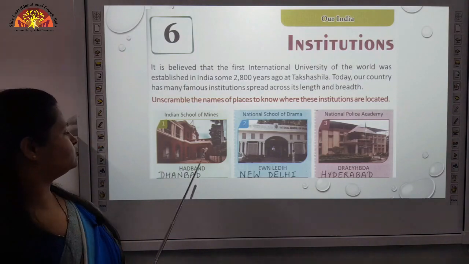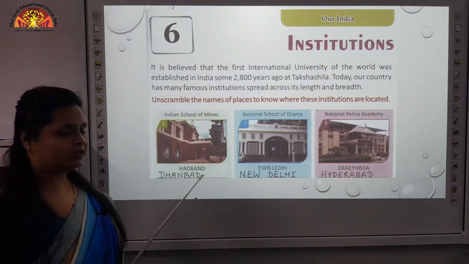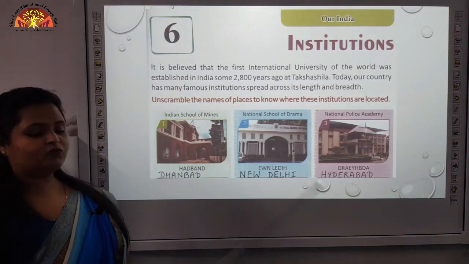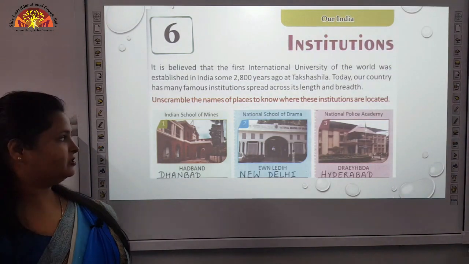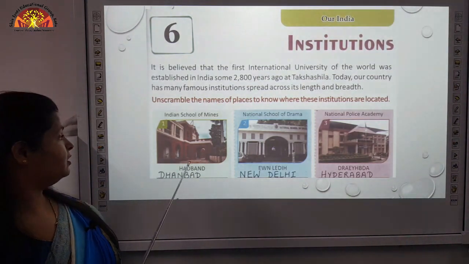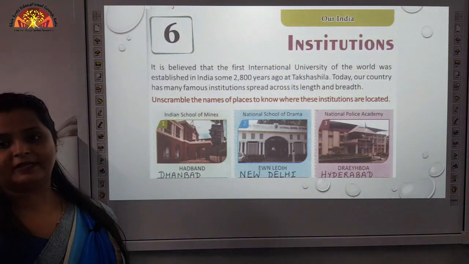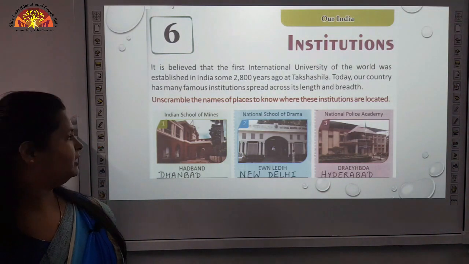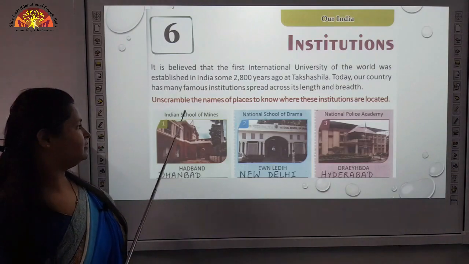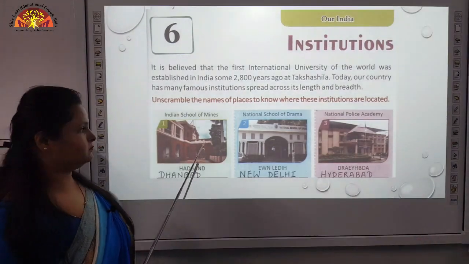First one is Indian School of Mines, which is situated in Dhanbad. Now this Indian School of Mines was established by the British. Why did they establish this institution? Because they wanted to give their British education of mines to Indians. Okay, so that's the reason they built this Indian School of Mines in Dhanbad.